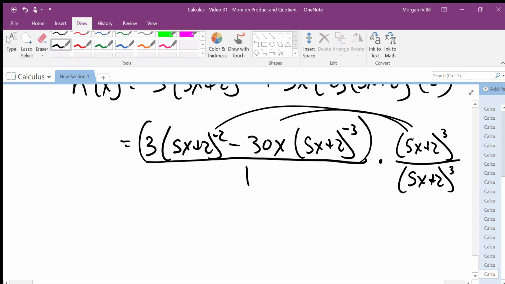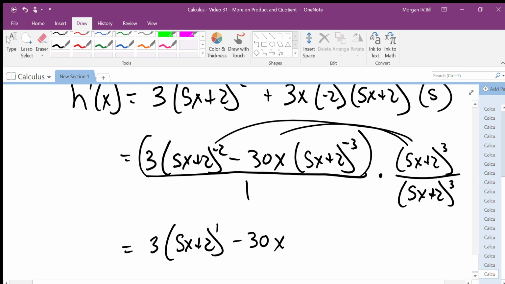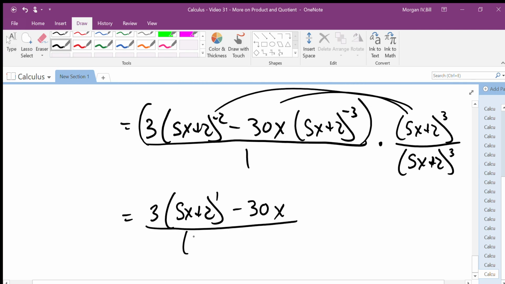So when I do this, 5x plus 2 to the 3 times 5x plus 2 to the negative 2, you add those exponents together. Negative 2 and 3 is just 1. And so you get 3 times 5x plus 2 to the first. Now when I do this to the second term, 5x plus 2 to the third times 5x plus 2 to the negative third, you add those. Negative 3 and 3 is 0. Anything to the 0 is 1. And so all you have left is minus 30x over 5x plus 2 to the third.